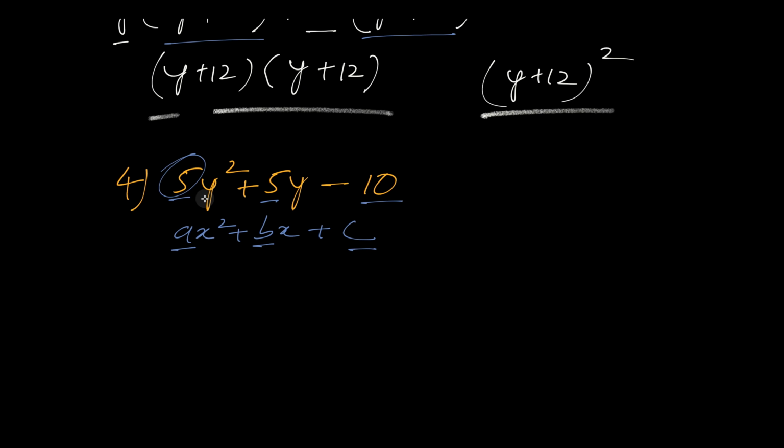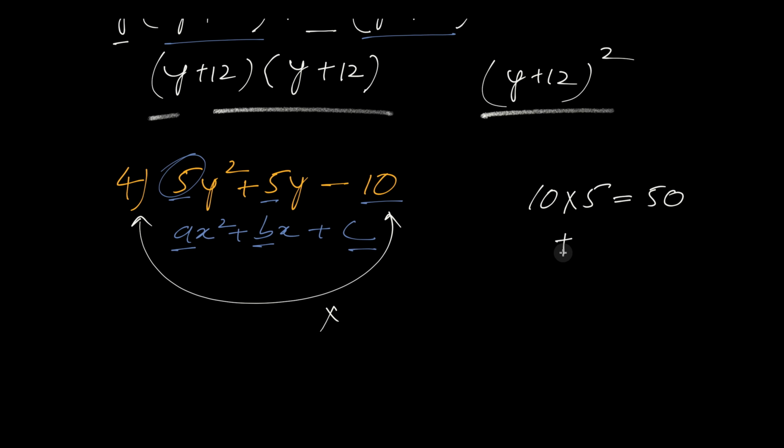Now how we are going to solve is, we have to take these two numbers and we have to multiply. Okay, now we have to take 10 into 5, which is 50. Now we have to take two numbers in such a way that if we multiply, we get the product 50, and if we subtract or add, I have to get the center number, which is 5y. Now it is very easy. We can say 10 minus 5 is going to be 5y. Okay, I am going to write y and y. So replace 5y with 10y minus 5y.